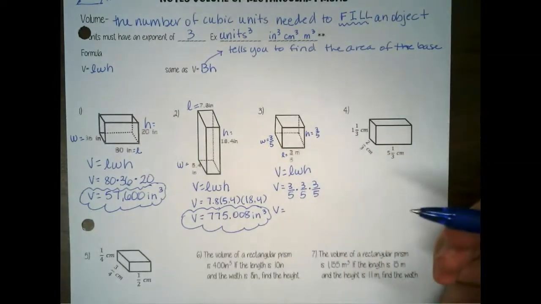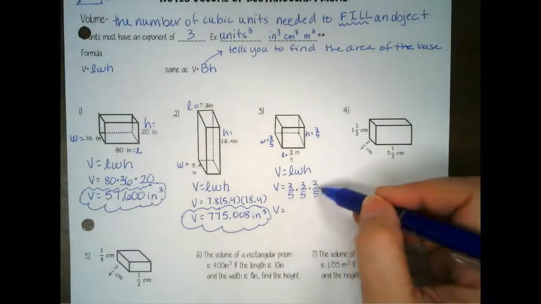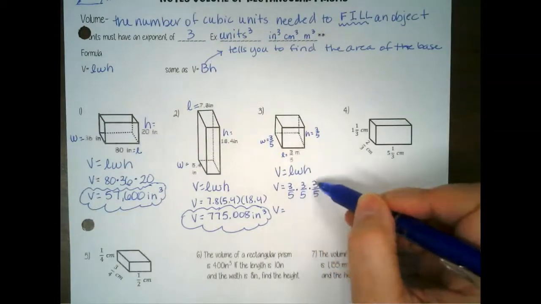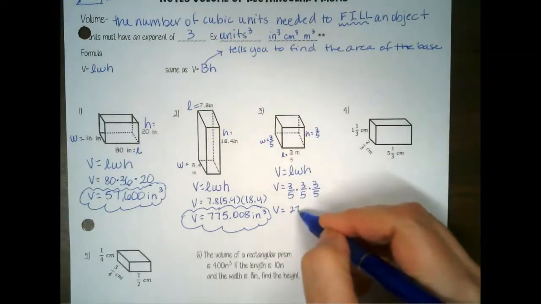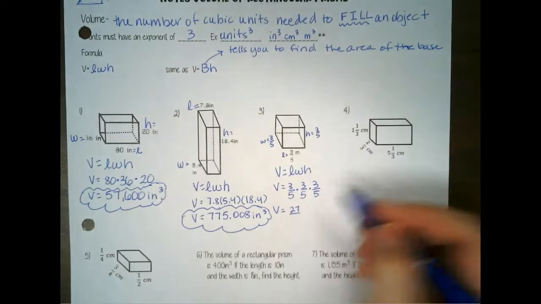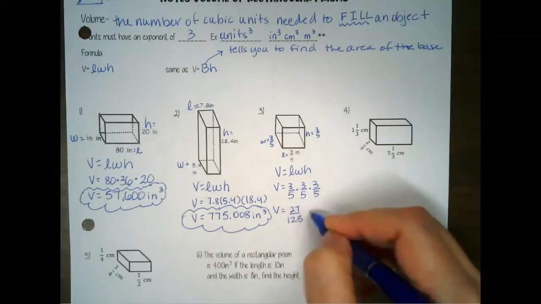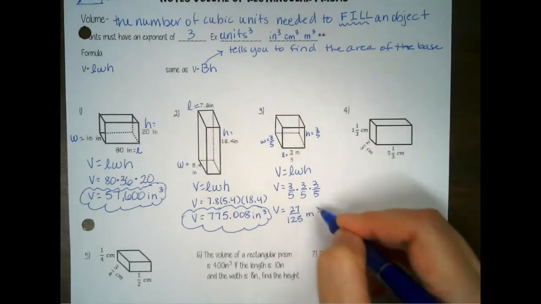Good news. If that is the case, you don't have to simplify your answer. It's already simplified. So 3 times 3 is 9, and 9 times 3 is 27. 5 times 5 is 25, and 25 times 5 is 125. And these are meters cubed.